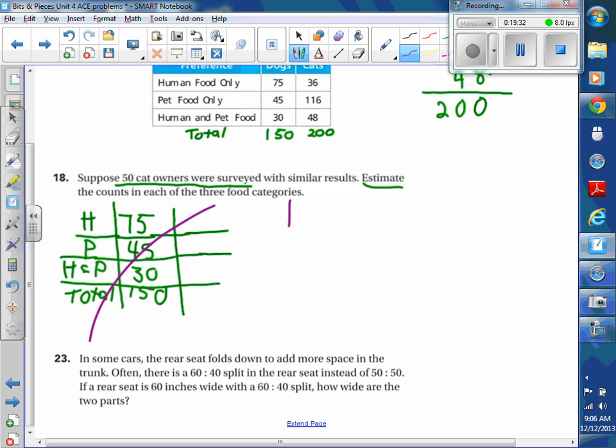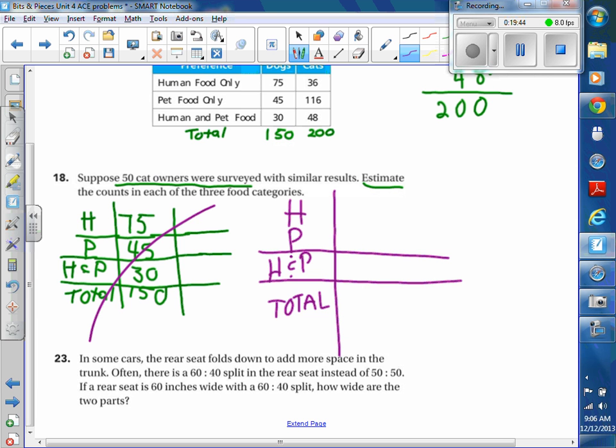All right, let's try again. Human, pet, both, and the total. This is 36, 116, 48, and 200. They're saying, what if there were only 50 people surveyed? You'd have to divide by 4. Do you guys see why she sees that?